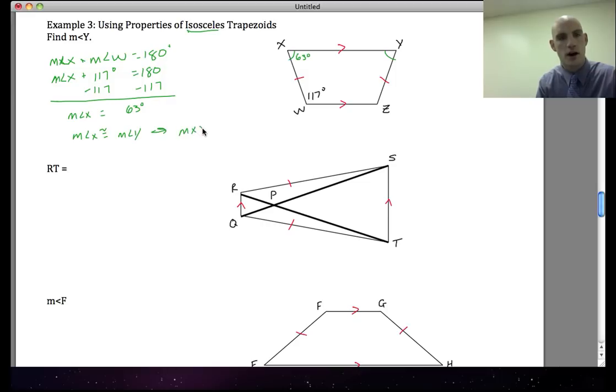The measure of angle Y is 63 degrees. Okay, so we used another base angle to solve for the measure of that angle.